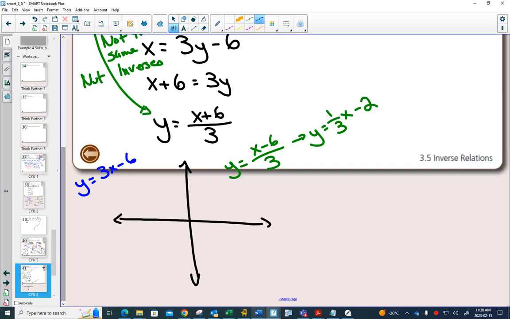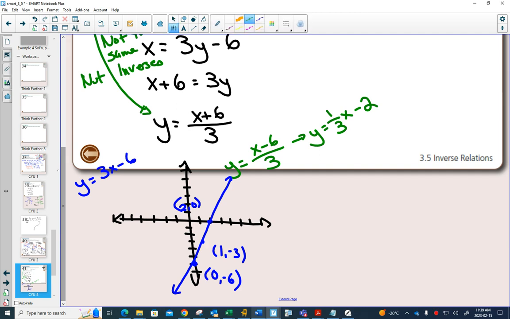How do we graph lines from grade 10? We start off with our y-intercept. So on the blue graph, our y-intercept is at 0, negative 6. And in the blue graph, our slope is 3. So I can go up 3 over 1. Up 3 over 1. So I'd also have the point 1, negative 3, and 2, 0. And I can draw that line.